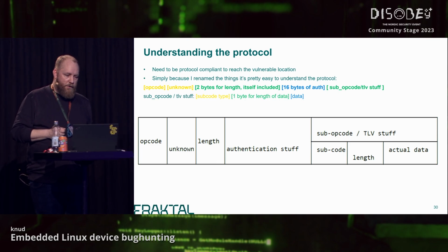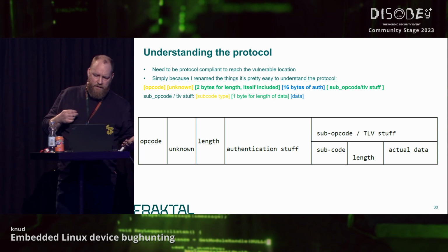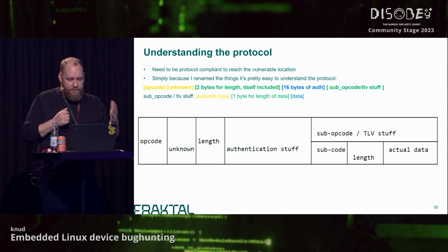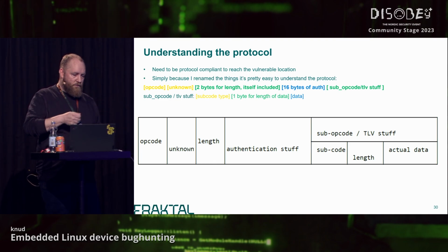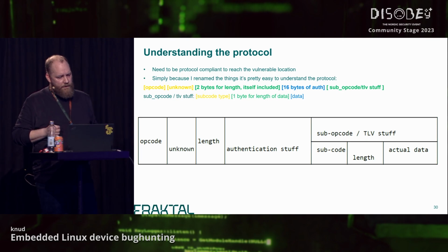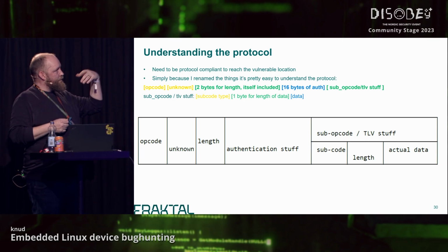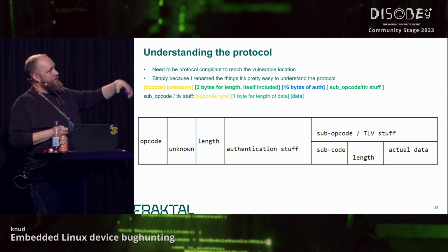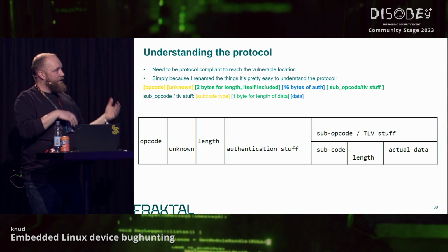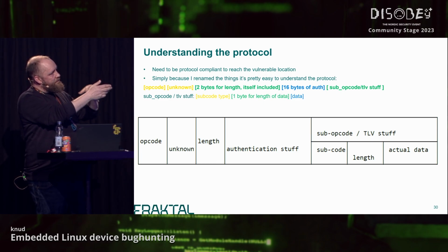So, to be able to trigger this bug, you need to be protocol compliant, right? So you need to speak the correct language to be able to reach the vulnerable location. But because I've renamed everything, like the good reverser I am, it's pretty easy to understand how it actually works. So making a mental map of the protocol, it's something like an opcode and something unknown, and then some length fields with itself included, and some authentication data, and some other stuff. And the other stuff is also pretty easy to understand.